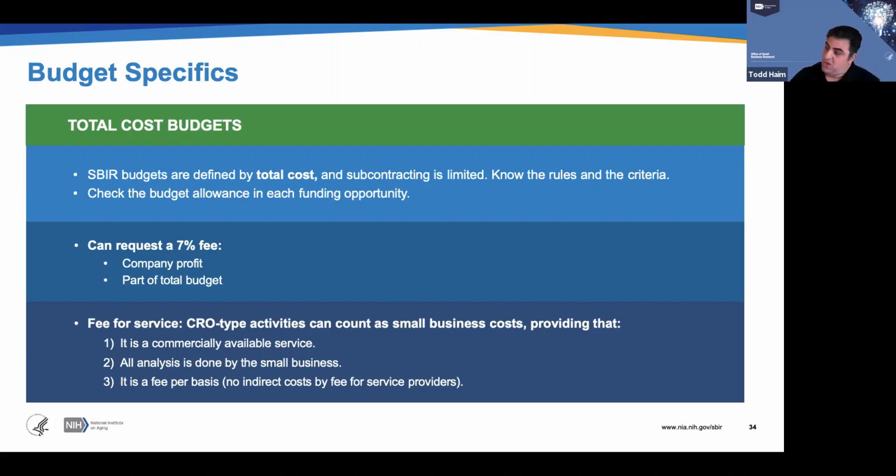Let's say you need to take your compound and run it through a specific screen. There are CROs that have that screen. Would it be realistic for you to get the equipment in-house and do it? In that case, you can send it to a CRO. You can actually count those costs as part of the company's percentage of the costs. That allows companies to be partially virtual, but the company should still have a facility and do some of the work itself.